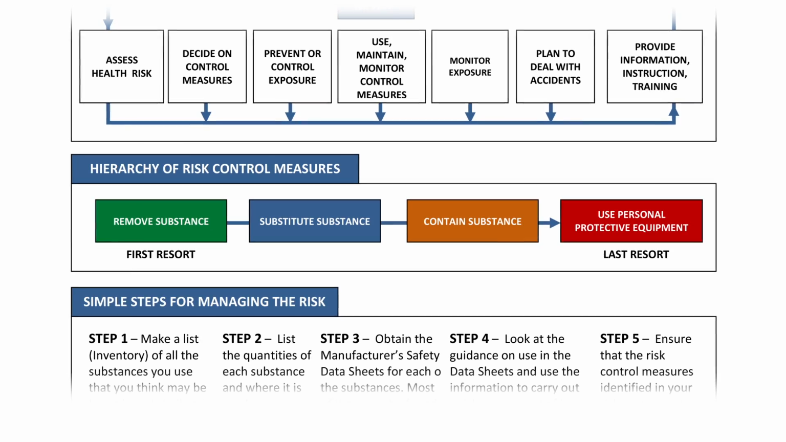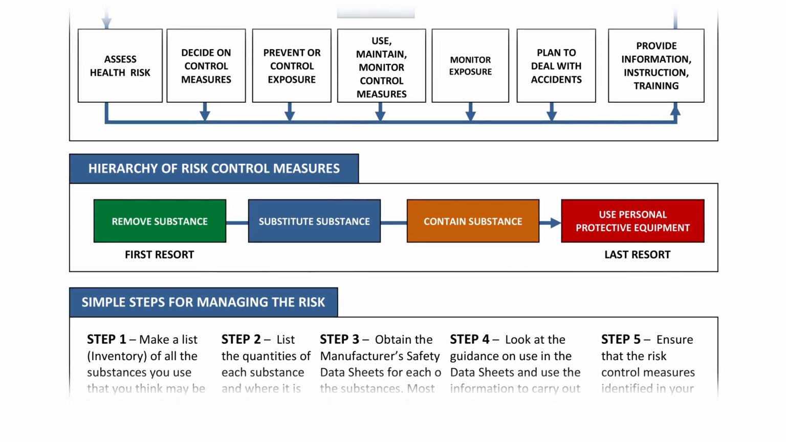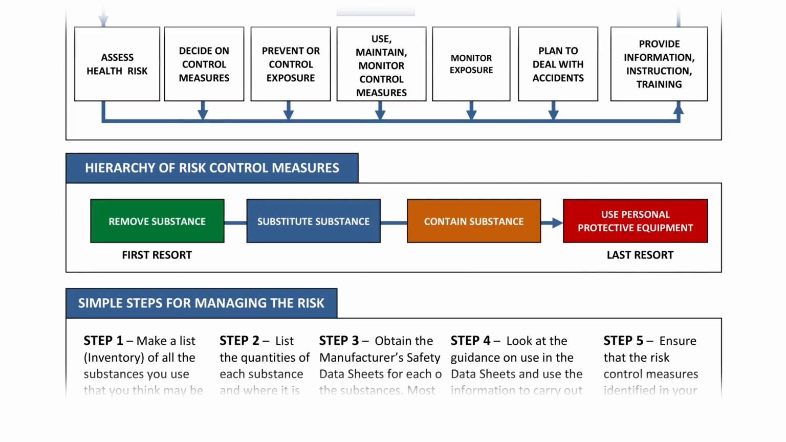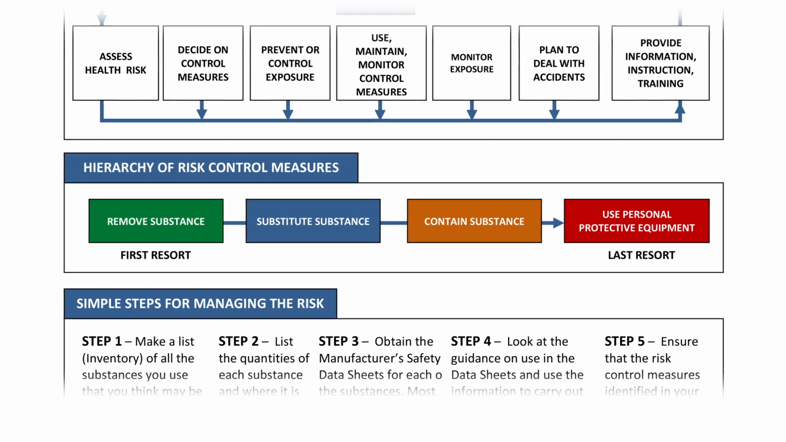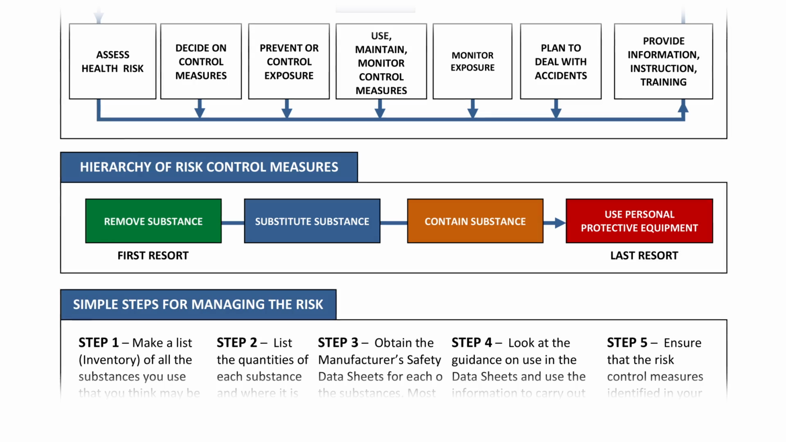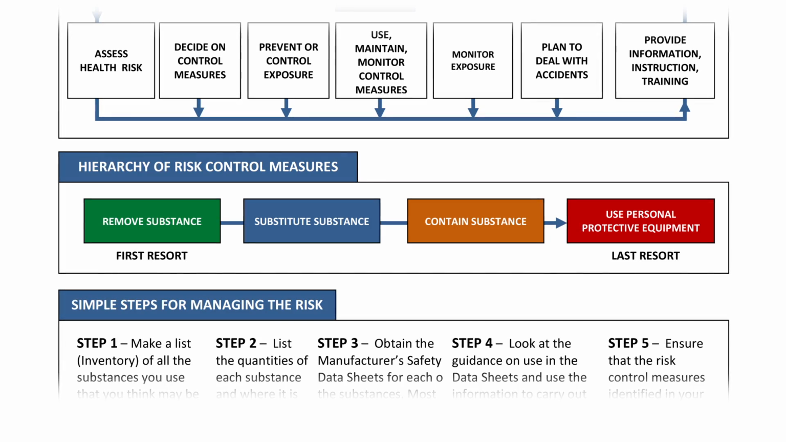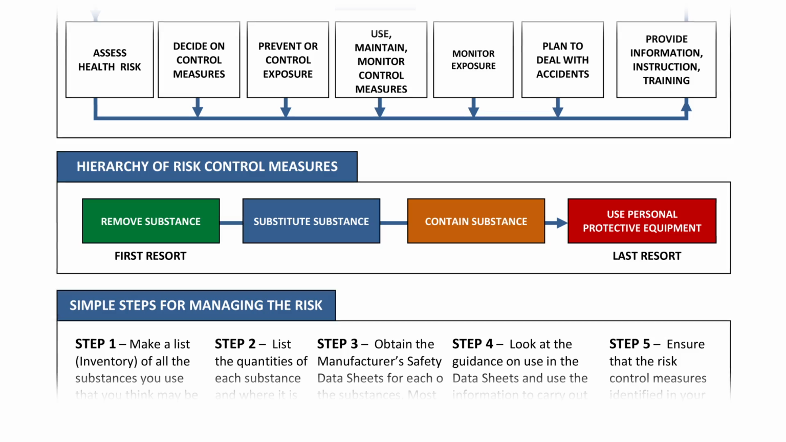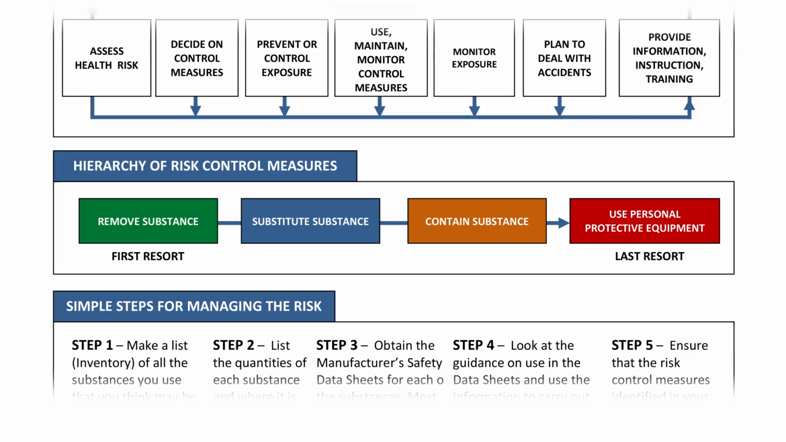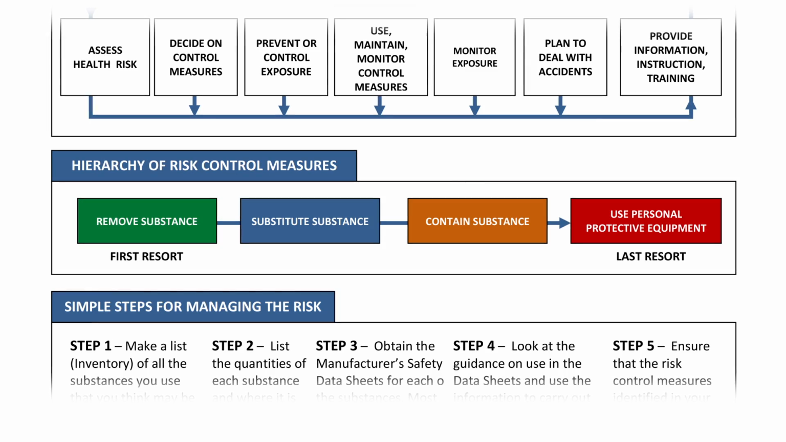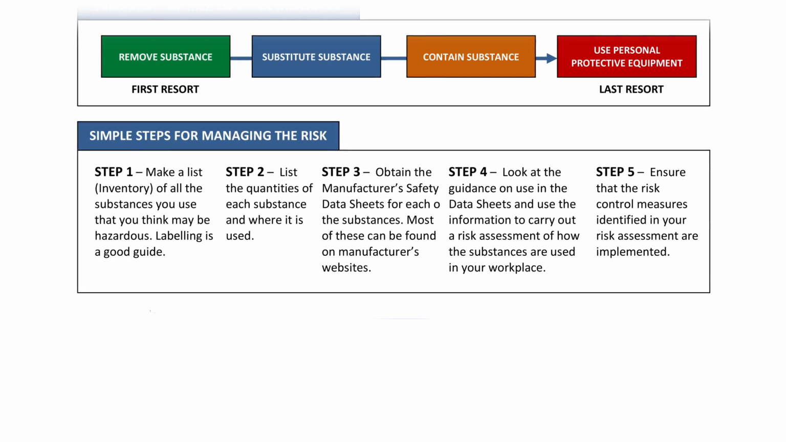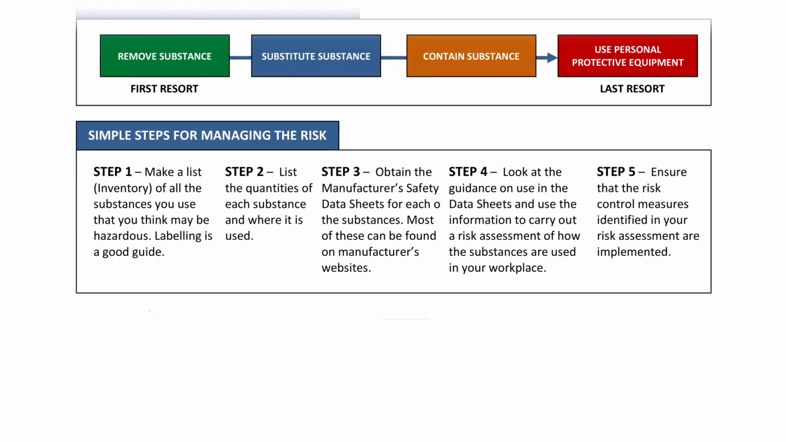In deciding on the risk control measures, a hierarchy must be followed. The first resort must always be to try and remove the substance if it is not required. If this cannot be done, a substitute of a safer alternative must be considered. For example, water-based products instead of solvent-based products. Then you need to consider containing the substance, and finally, consider the use of personal protective equipment, which should always be the last resort.